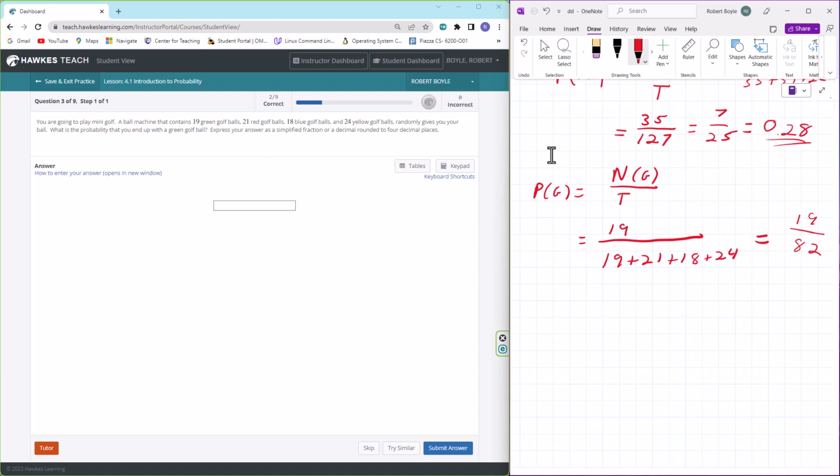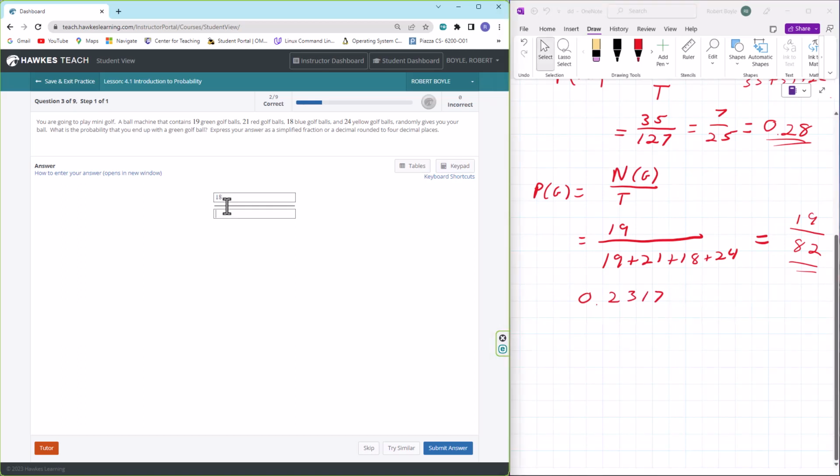How do I know it's a reduced fraction? Well, 19 happens to be a prime number. The only factors here are 19 and 1, and since 82 is not a factor of 19, this would be sufficient. So you could write this as an answer, or you could write 0.2317. I'm going to go with 19 over 82.